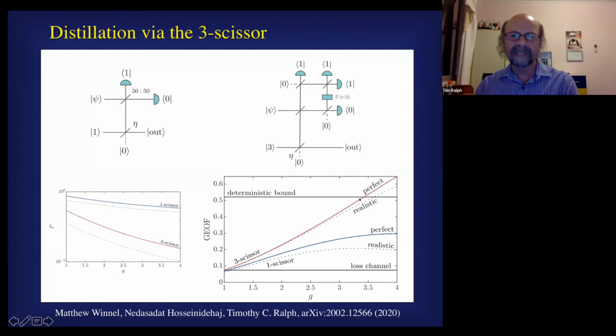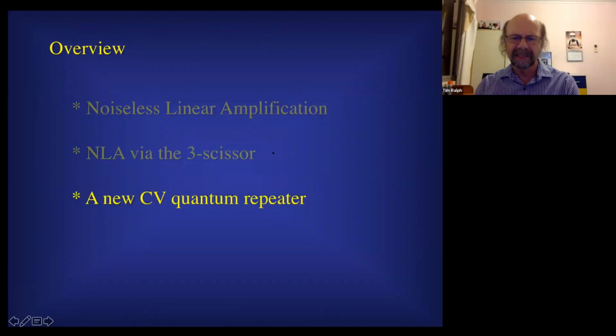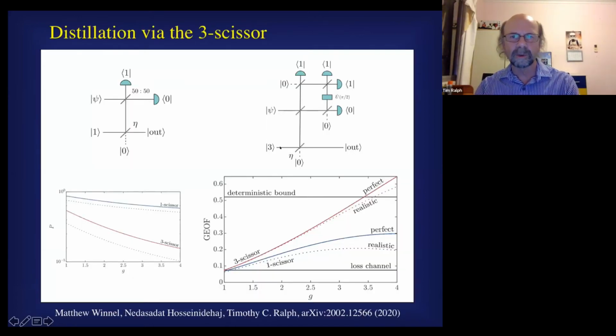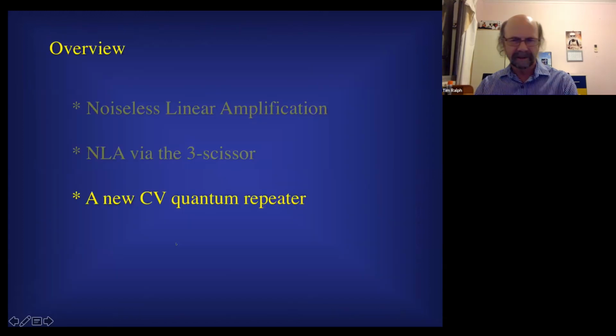What's more, if we consider these dotted lines, they show a realistic case where we have assumed that the detectors have 70% efficiency and the input state, the resource state, also has only 70% efficiency. Of course, you take a hit in the probability of success, but it's still not beyond the realm of practicality. Okay, so that's it for the NLA, for the 3 scissor anyway.